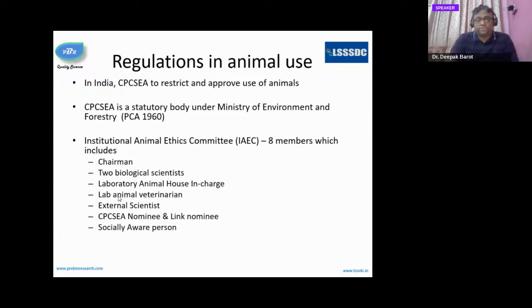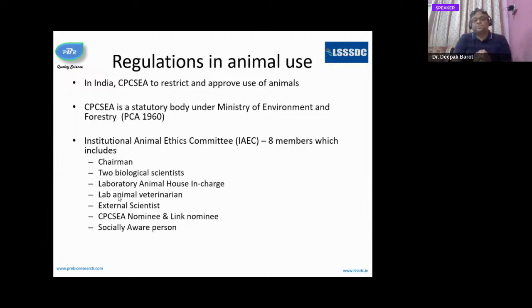1 external scientist who is outside your college, maybe from another institute or academia or industry. And then CPCSEA themselves will nominate 1 member on that committee, who will be appointed by CPCSEA, Ministry of Environment and Forestry. That fellow would be called the CPCSEA nominee or link nominee. And we need 1 person who is not a scientist, who is not with an animal house, animal handling background, but he's a socially aware person who has nothing to do with animal handling. The reason is, he will always bring in the welfare perspective whenever any protocol goes for approval to this committee for usage of animals.